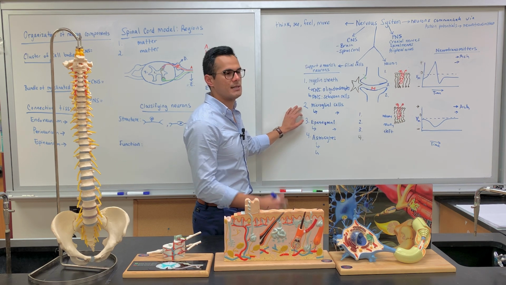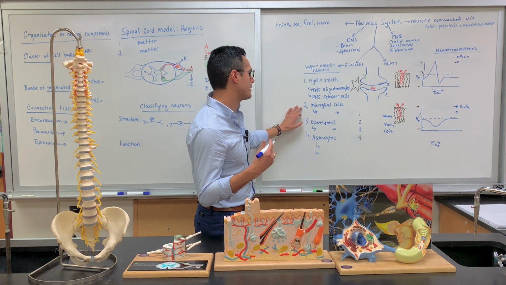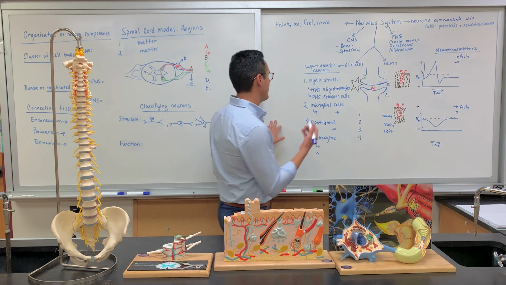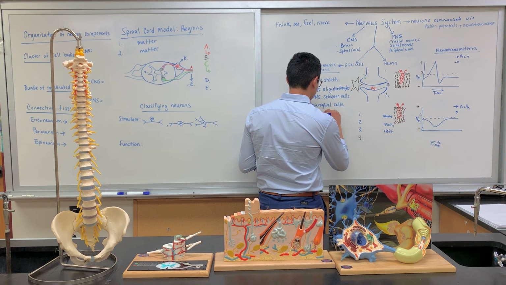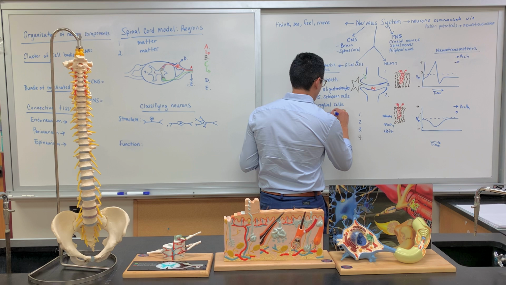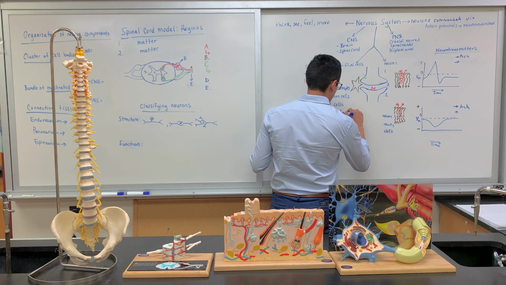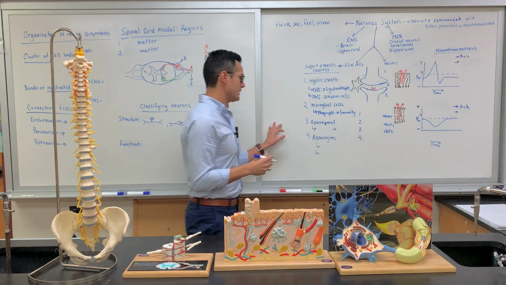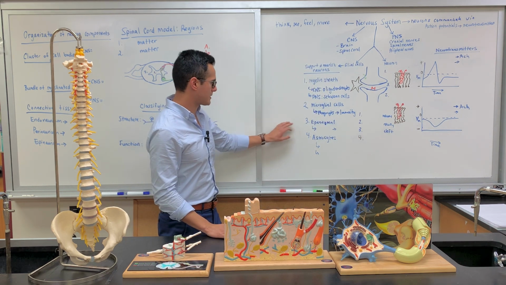So the next one is the microglial cells. With the microglial cells, they are what's known as phagocytes. And the system that phagocytes are part of is for immunity, right? So eliciting an immune response.